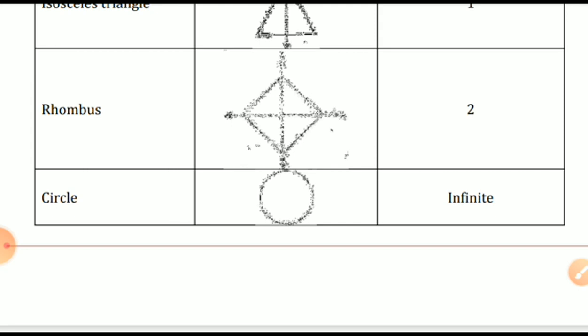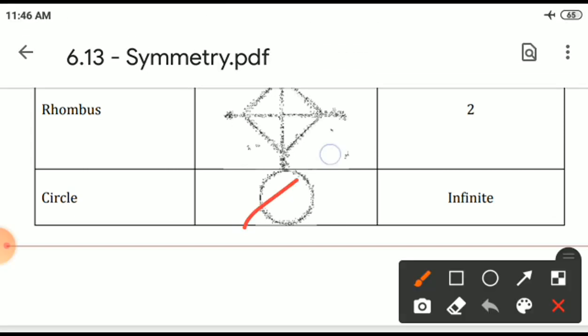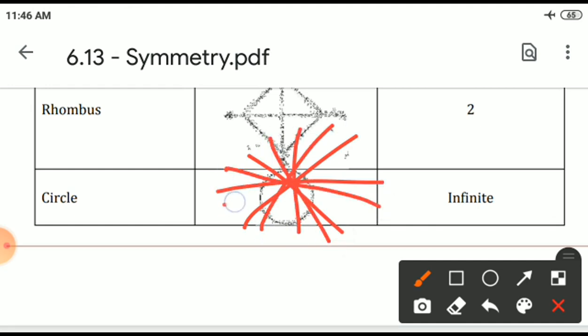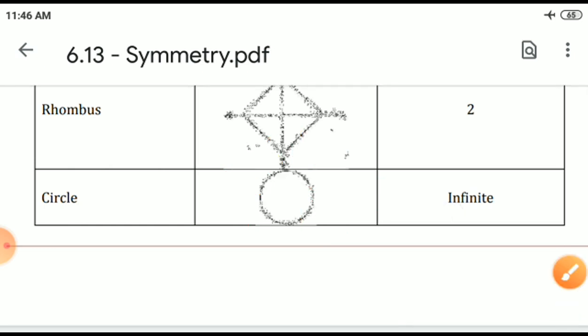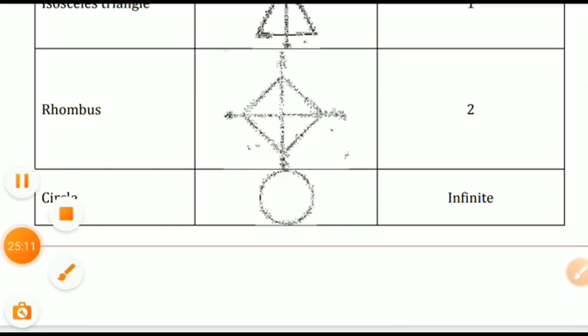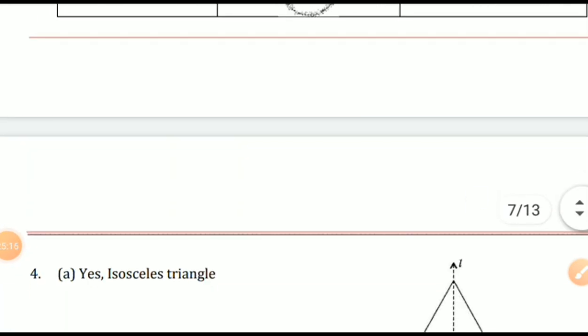A circle has infinite lines of symmetry. From any point you can take out a line, and all are lines of symmetry. Infinite means countless; you can take out any number without failing.